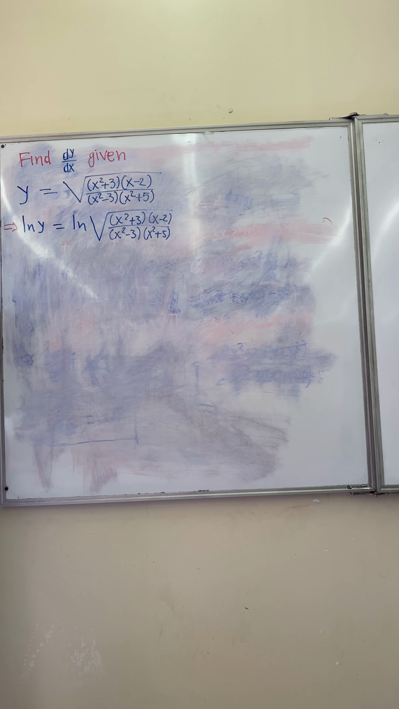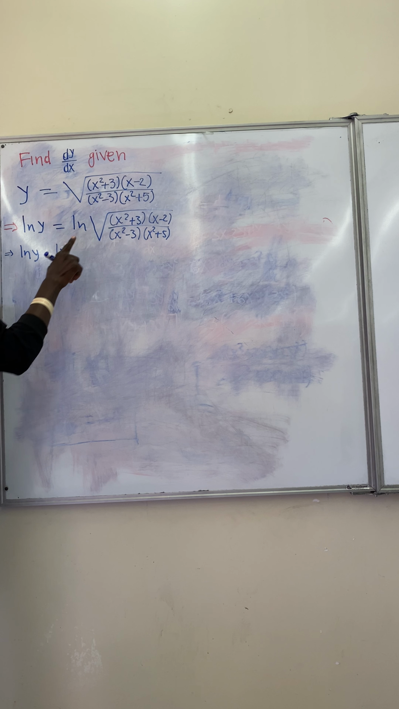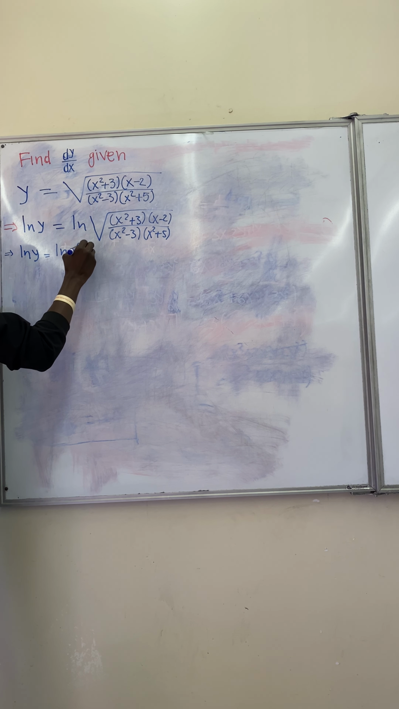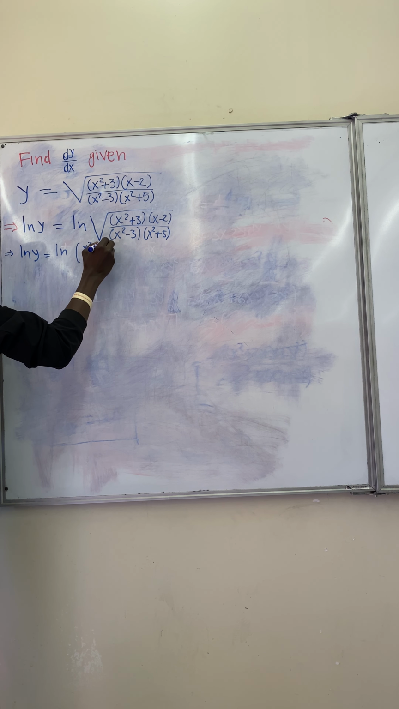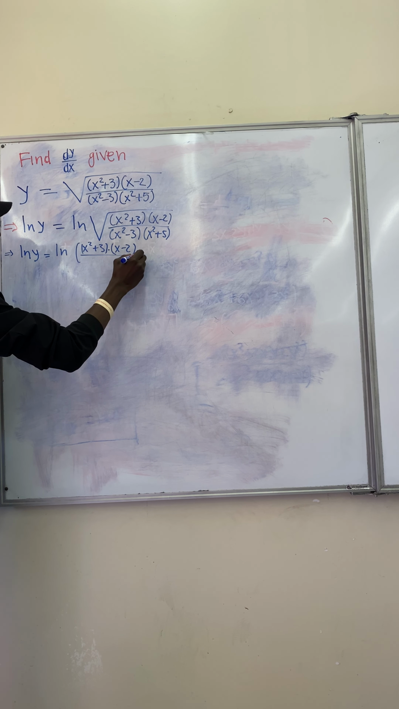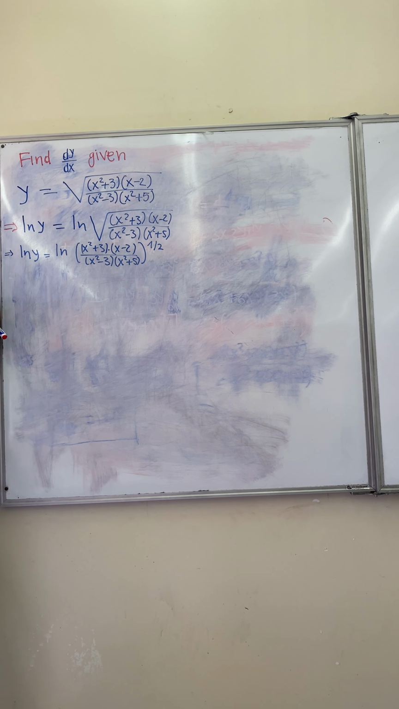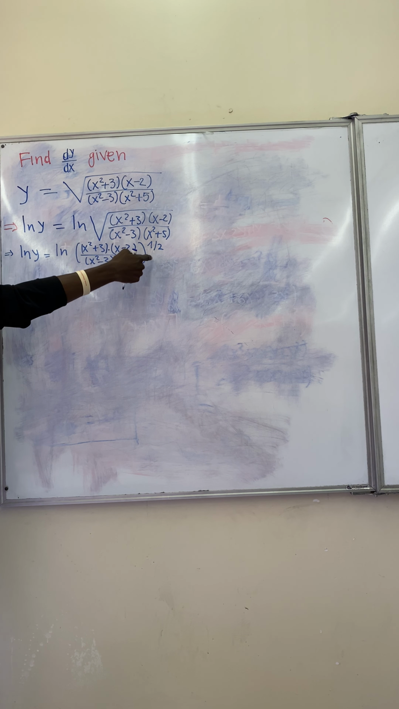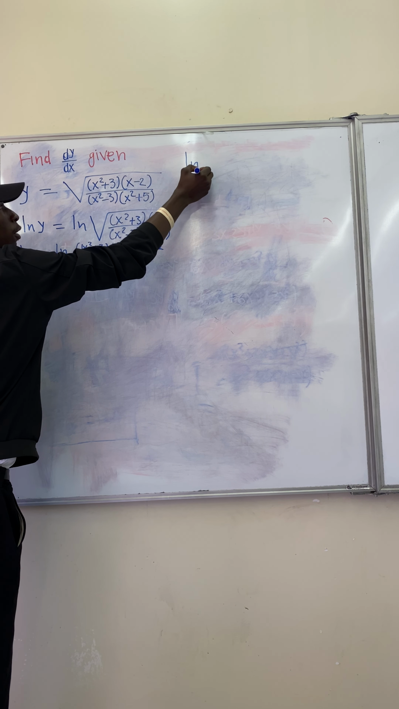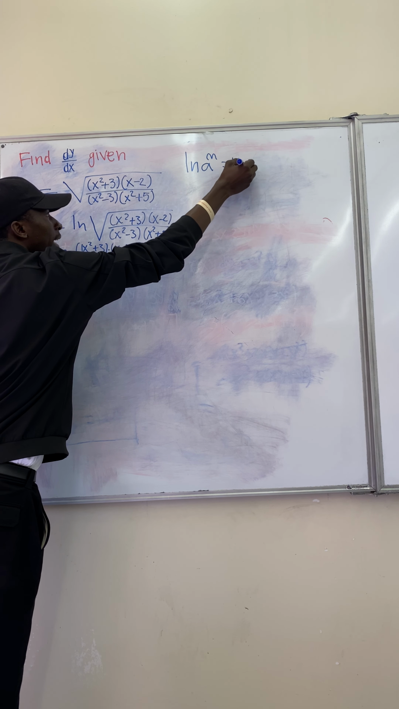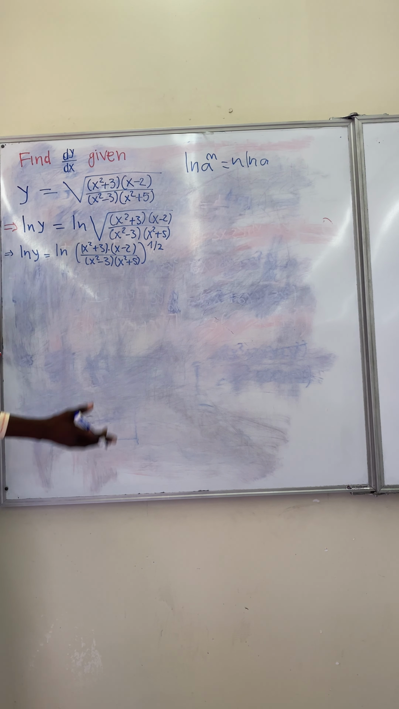How can we simplify that one? So we're going to keep ln of y, and ln of this expression. You can also write it like (x squared plus 3)(x minus 2) divided by (x squared minus 3)(x squared plus 5), and then you close the bracket to the power 1 over 2. 1 over 2 means what? It means the square root. Remember guys, when you have ln of a to the power n, this is just n ln of a. That is exactly how I'm going to apply this.